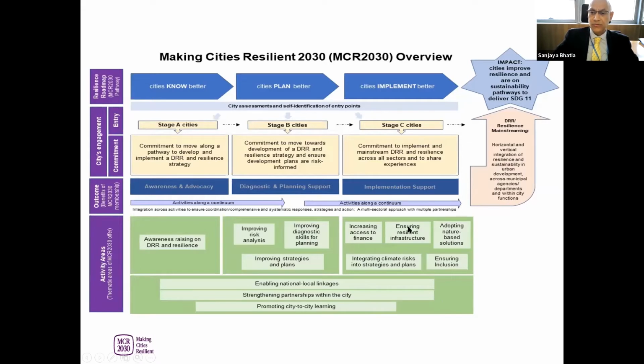But here you see ensuring resilient infrastructure. This is something which hundreds of cities around the world have prioritized as something that they need to work on in the future. So again, it is very important that the International Conference for Disaster Resilient Infrastructure is happening at this time, because it's the right time.